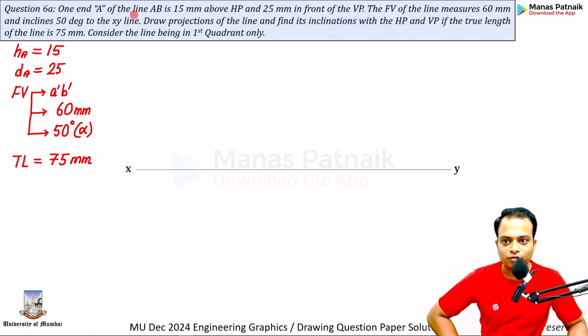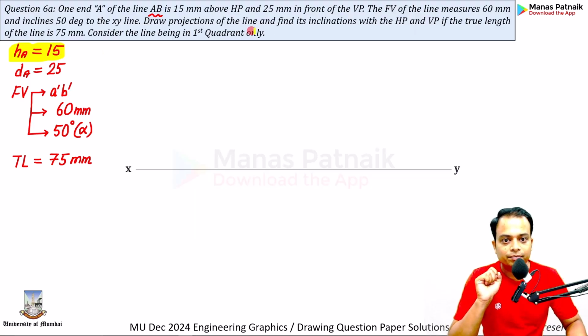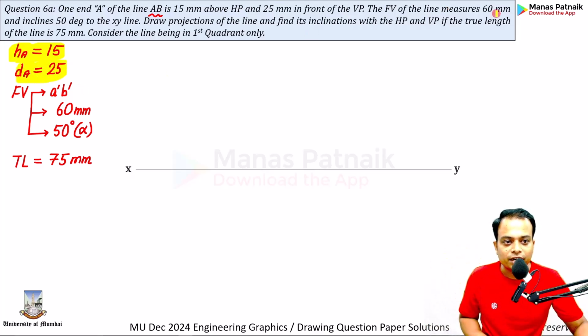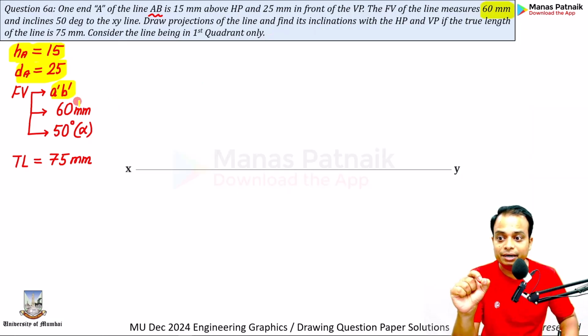One end A of a line AB is 15 mm above HP. So first information, distance from HP of point A is 15 and 25 mm in front of VP. So DA or distance of point A from VP is 25. Front view of the line measures 60 mm. Please remember, front view is represented by A dash B dash, whose length according to the problem has been given as 60 millimeters. The length is 60 and it makes an angle of 50 degrees with the XY line.